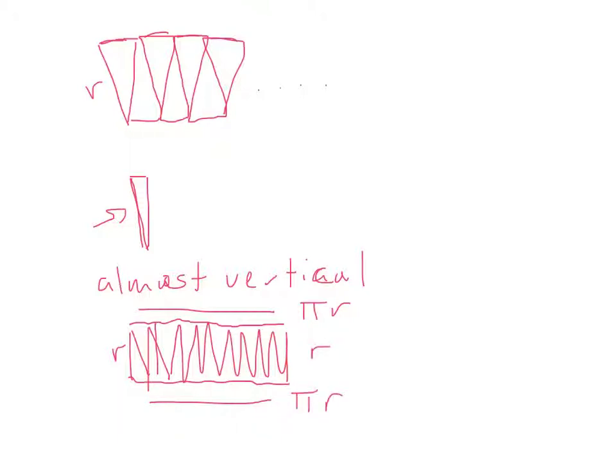And so we have a rectangle whose dimensions are pi times the radius wide and radius tall. So the area is pi r squared.